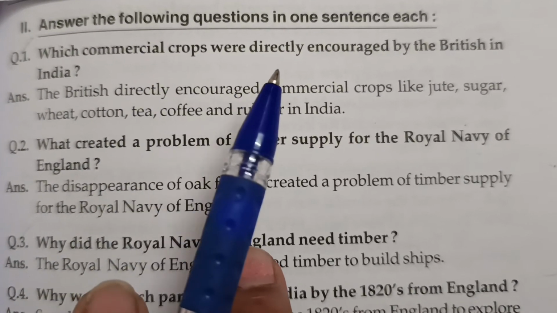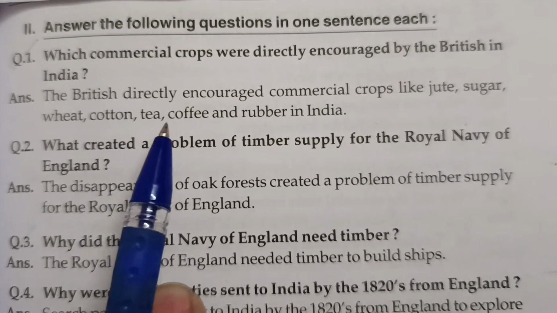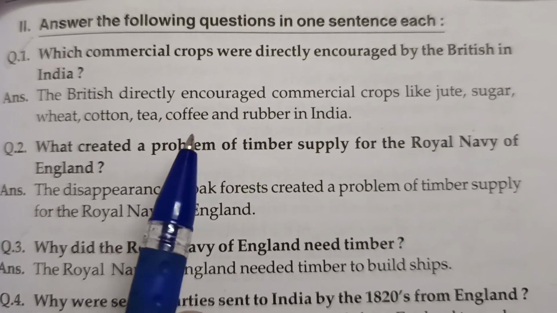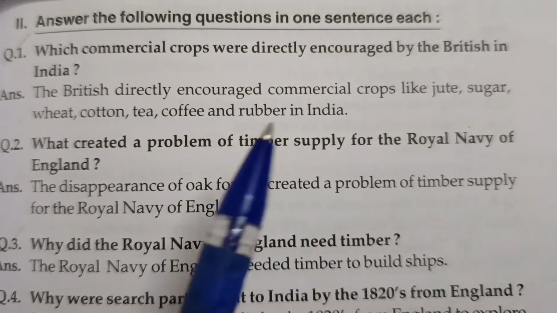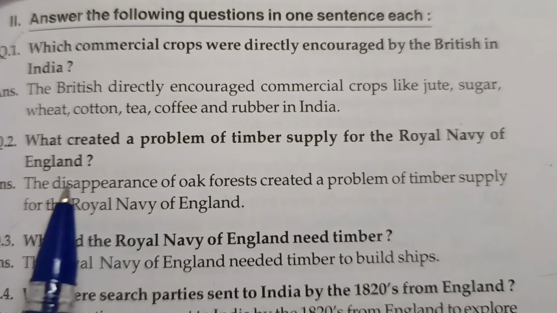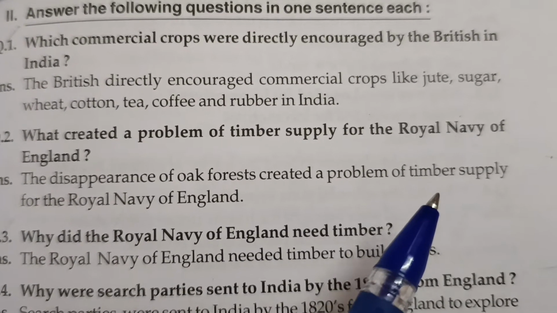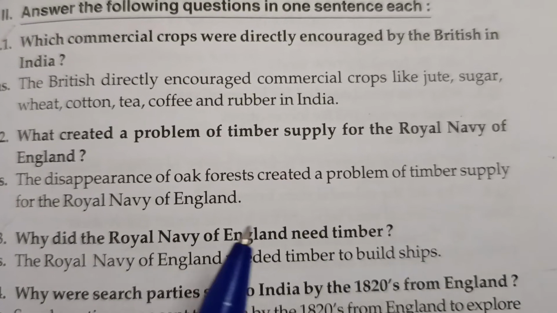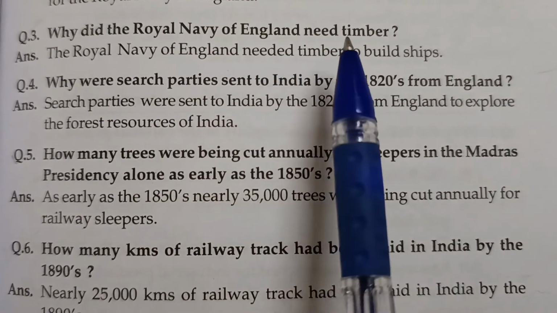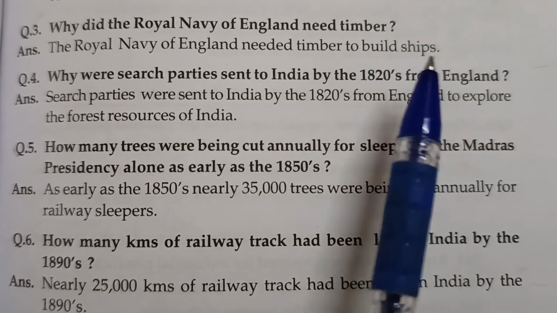Which commercial crop were directly encouraged by the British in India? The British directly encouraged commercial crops like jute, sugar, wheat, cotton, tea, coffee, rubber in India. What created a problem of timber supply of the Royal Navy of England? The disappearance of oak forests created a problem of timber supply for the Royal Navy of England. Why did the Royal Navy of England need timber? The Royal Navy of England needed timber to build ships.